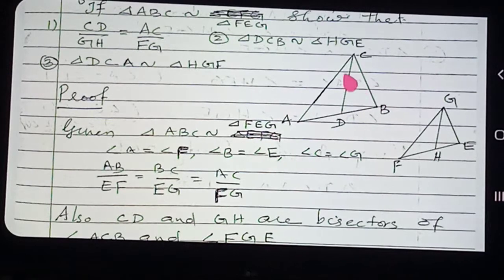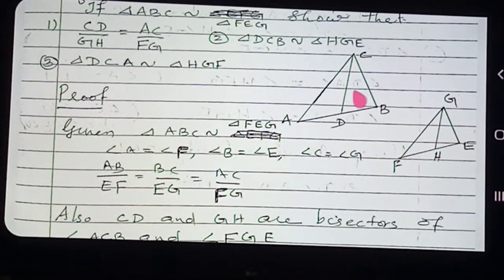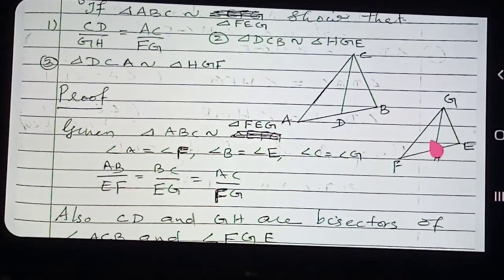And now what about these two angles? These two angles are also equal, because angle C and angle G are equal. If angle C and angle G are equal, half of the angle is also equal. Therefore, by the AA similarity rule, we can prove that these two triangles are similar.